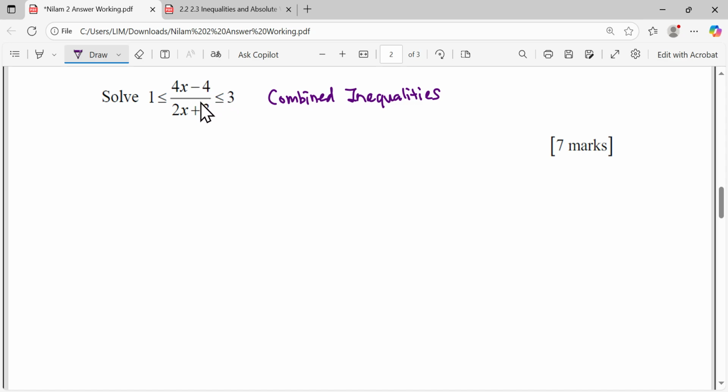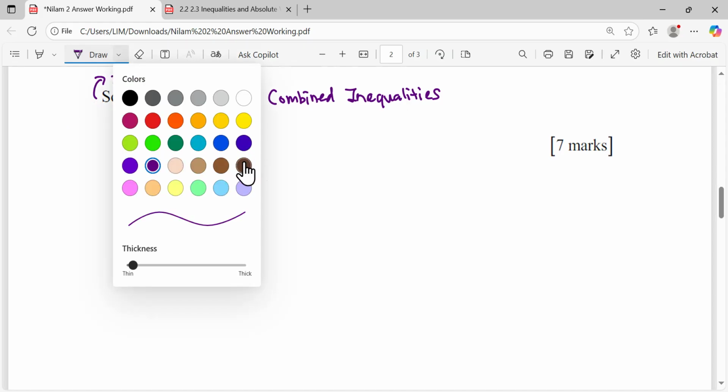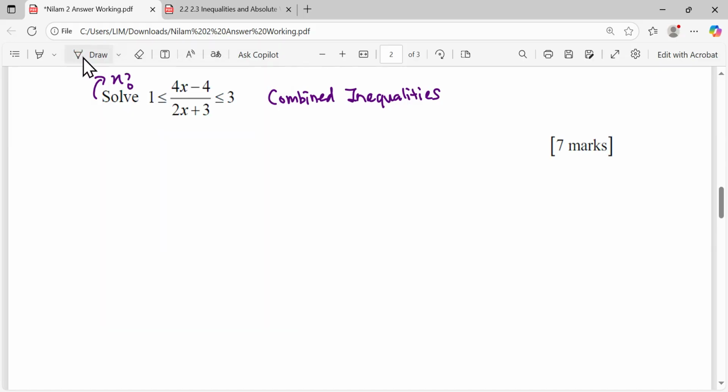So it's a combined inequality. When we have combined inequalities and want to solve them, we need to find out what x is. We need to separate them back one by one. The way we separate them also follows a definition.